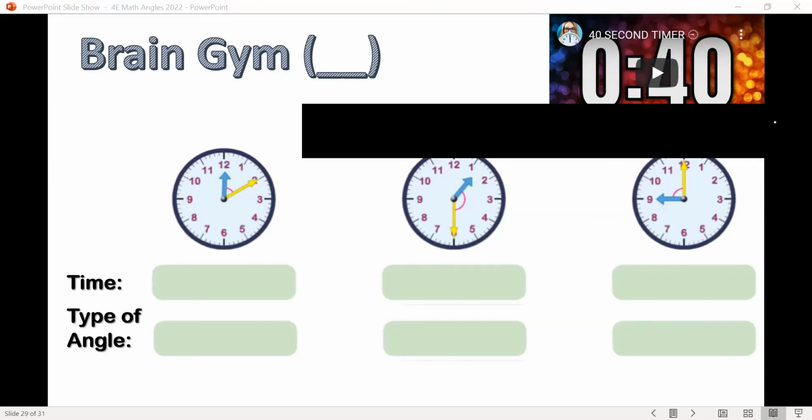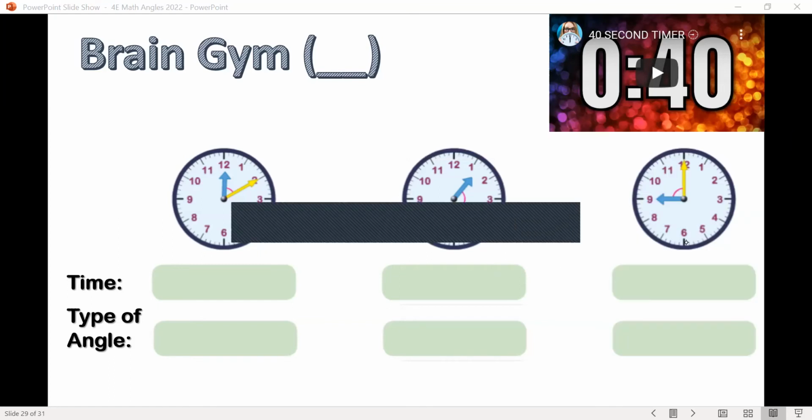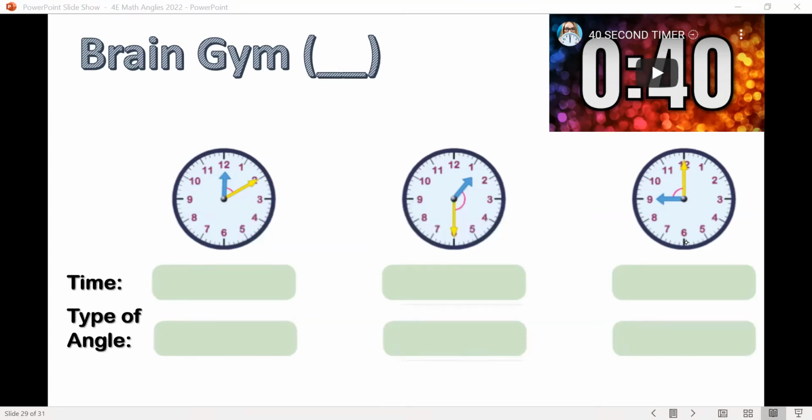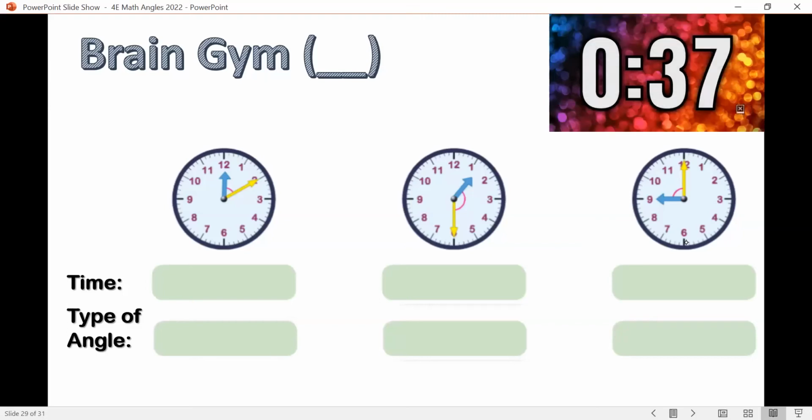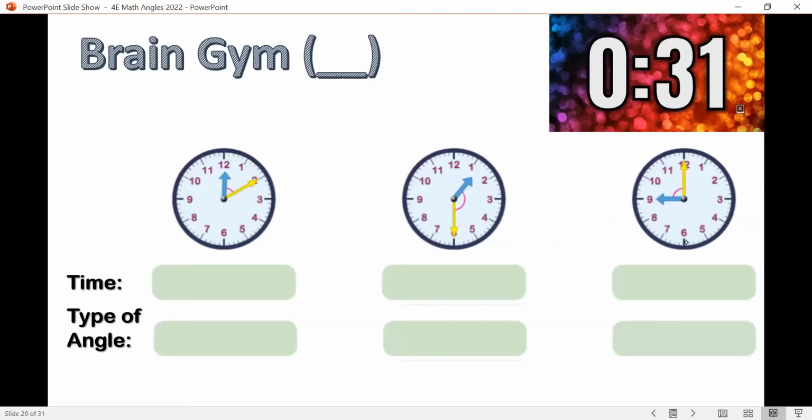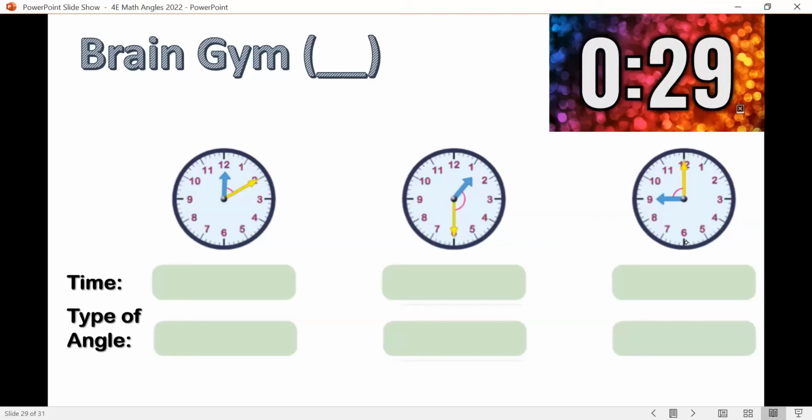Okay, next one, 40 seconds. Ready? This was a little bit of a recap on last year's again. I forgot to press play. The time that's shown on the clock and the type of angle. Now, I particularly chose this one because we'll learn more about the clockwise and anti-clockwise in the new section of angles at P4.